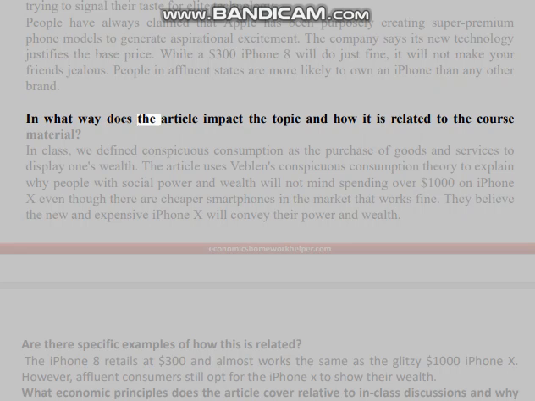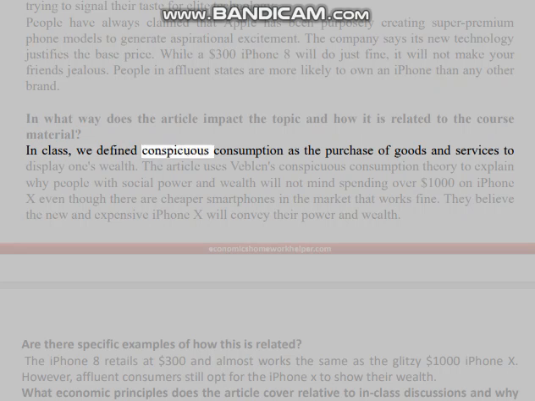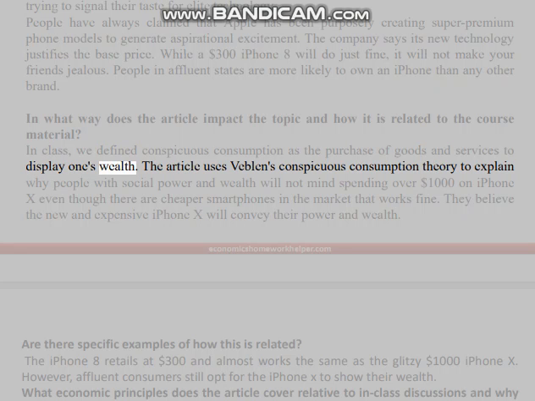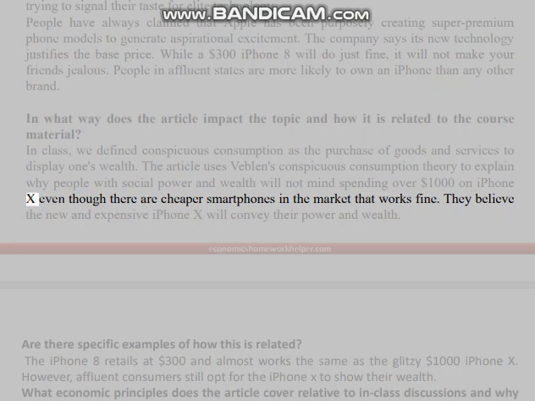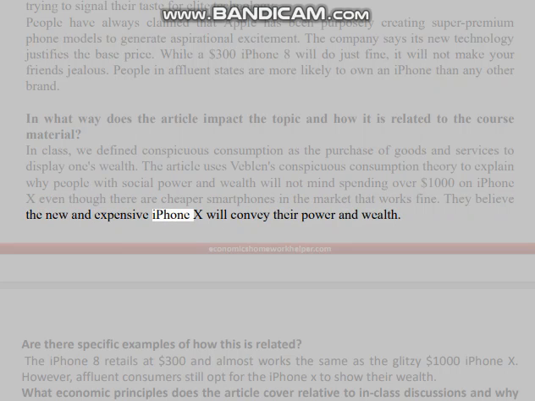In what way does the article impact the topic and how it is related to the course material? In class, we defined conspicuous consumption as the purchase of goods and services to display one's wealth. The article uses Veblen's conspicuous consumption theory to explain why people with social power and wealth will not mind spending over $1,000 on iPhone X even though there are cheaper smartphones in the market that work fine. They believe the new and expensive iPhone X will convey their power and wealth.